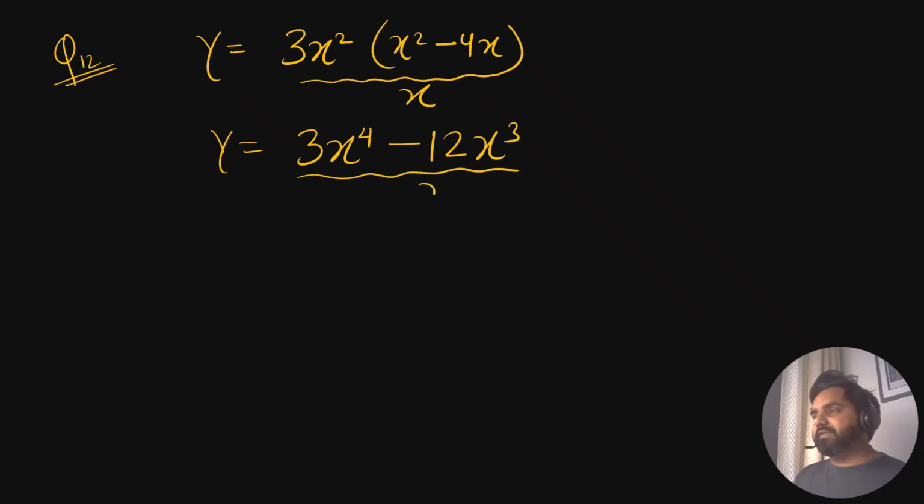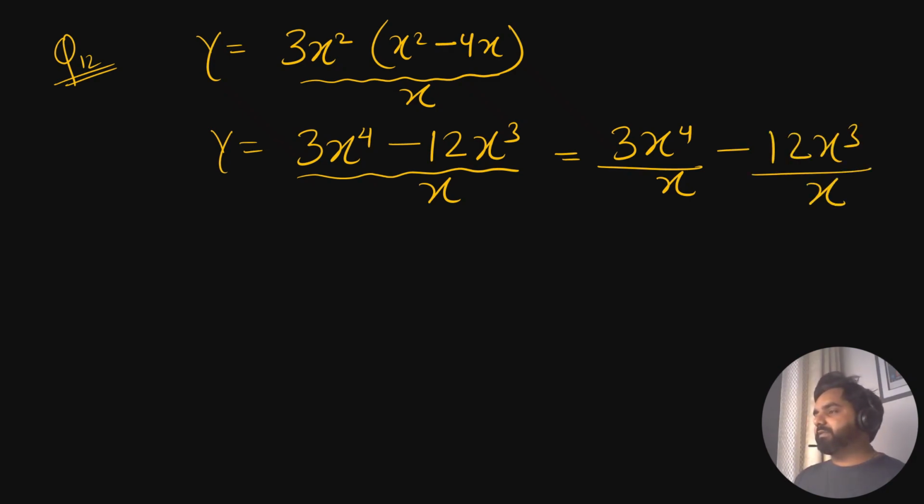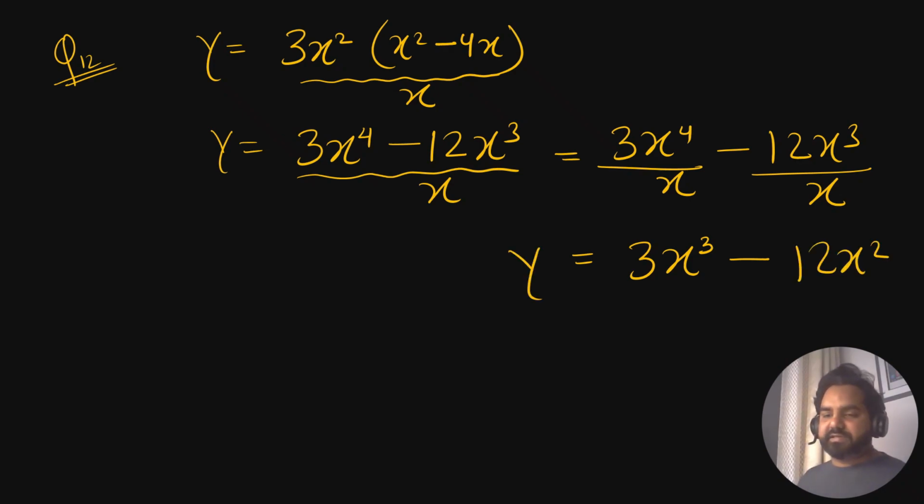Still we have x here. I can further simplify this, and I can individually divide them. Minus 12x cubed over x. Okay, so if you divide them, what you will get here is 3x to the power 3 minus 12x squared. So this is just y. We haven't differentiated this function yet.